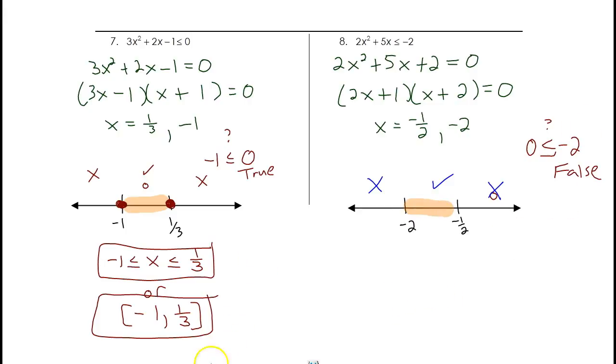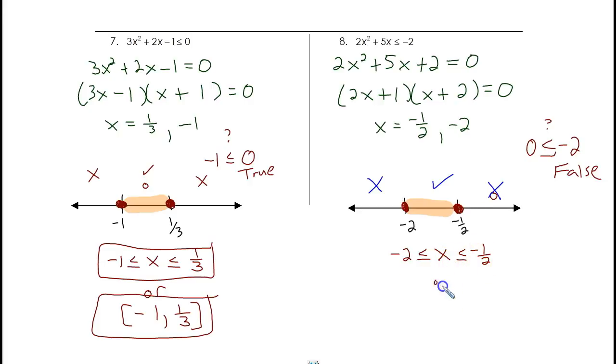The less than or equal to means instead of an open circle, we include those two numbers because it's also equal to. And this is a compound inequality that's an intersection problem where we would say that all the solutions are between -2 and -1/2 inclusive, meaning -2 less than or equal to x, less than or equal to -1/2.